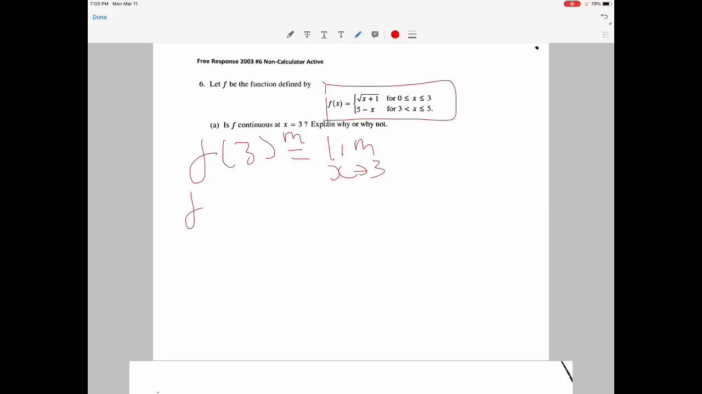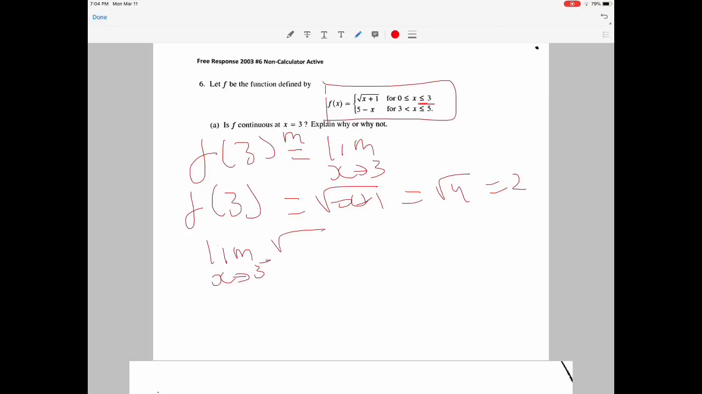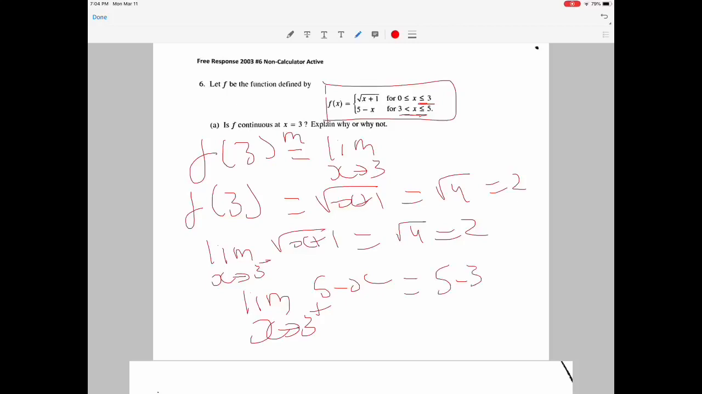So let's check f of 3, which, here we can see it is the square root of x plus 1, which is the square root of 4, which is 2. Now we check the limit from both sides. The limit as x goes to 3 from the negative side is the square root of x plus 1, which equals the square root of 4, as we found before, which is 2. Now we check from the right side. The limit as x approaches 3 positive, f of x, because here it is greater than 3, is 5 minus 3, which is equal to 2.